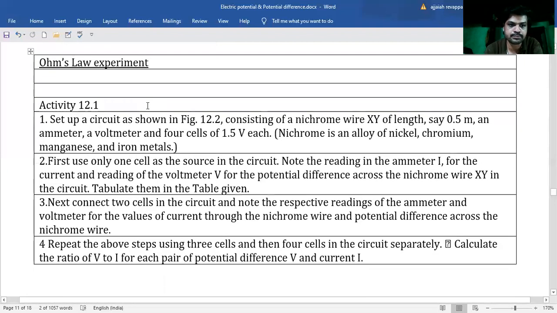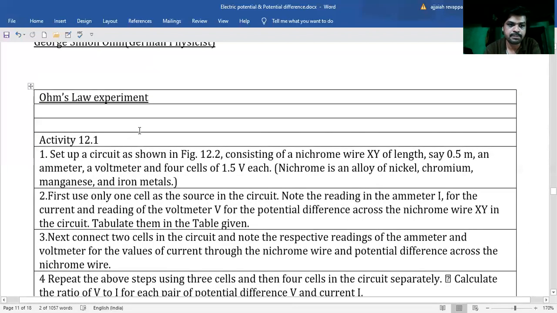First, we are going to build the experiment. We are going to build the activity systematically, step by step, in 4 different steps. What is the first step? Set up a circuit as shown in the figure 12.2.